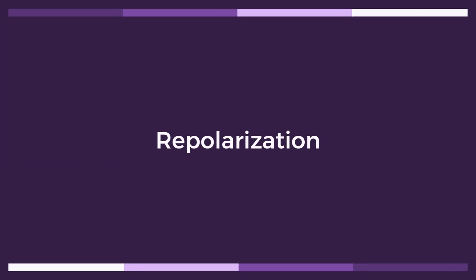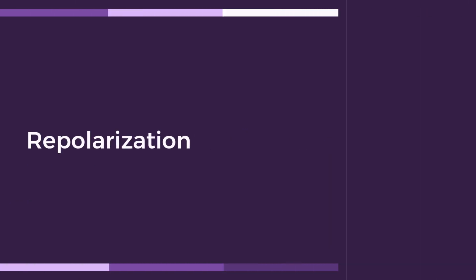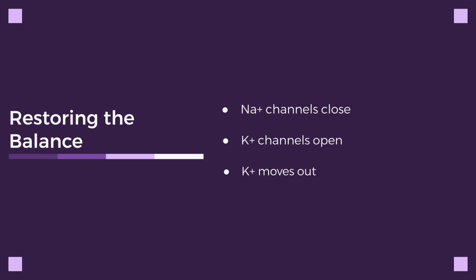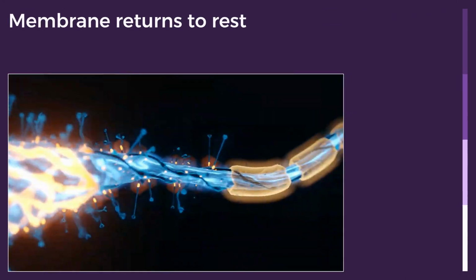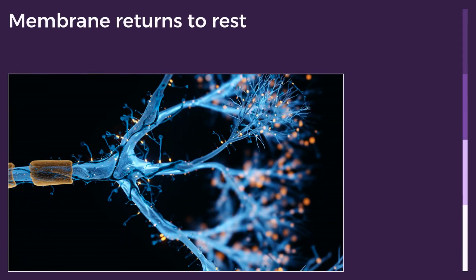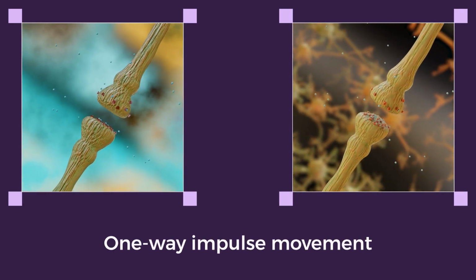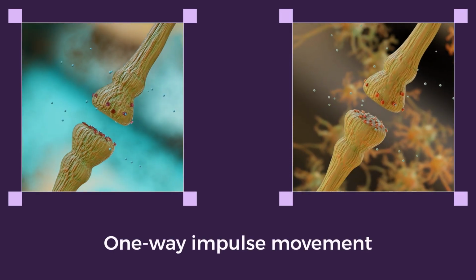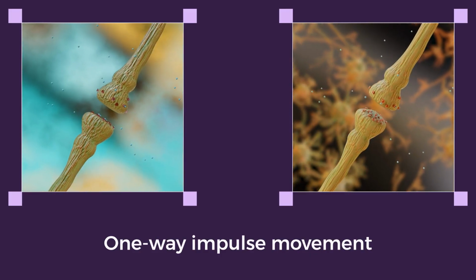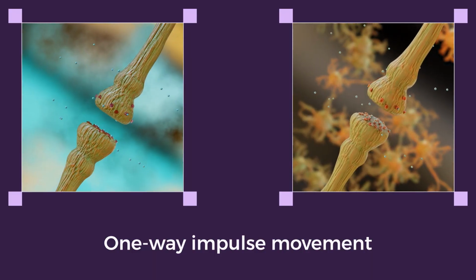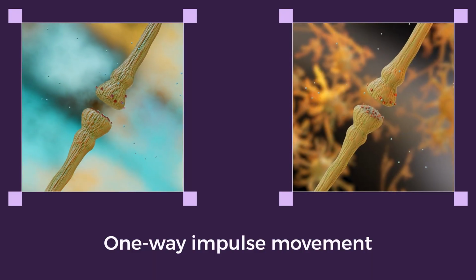Immediately following depolarization, the process of repolarization begins to restore the resting state. The sodium channels close, and voltage-gated potassium channels open, allowing potassium ions to move out of the neuron. As potassium moves out, the inner surface becomes negative again, and the membrane returns toward its resting state. If too much potassium leaves, the membrane becomes even more negative. This is hyperpolarization. During the refractory period that follows, the neuron cannot fire again, ensuring that impulses move in only one direction.